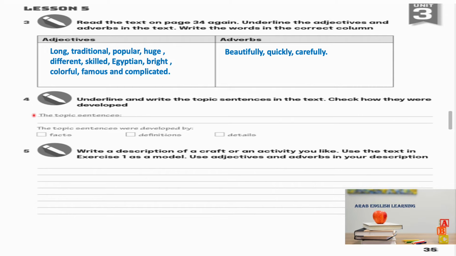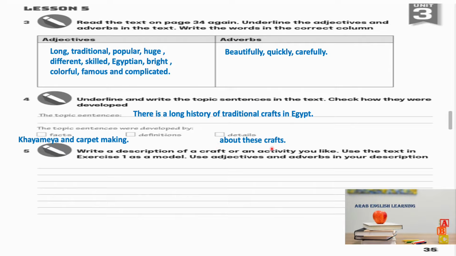Check how they were developed. The topic sentence: there is a long history of traditional crafts in Egypt. This is how we started the text on the other page. The topic sentences were developed by facts like khayamiya and carpet making, and also details about these crafts. Now, exercise 5, write a description of a craft and an activity you like. So use the text in exercise 1 as a model and use adjectives and adverbs in your description.